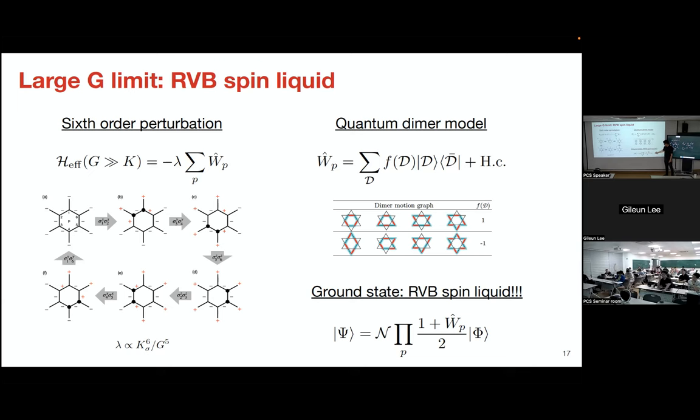So this is the ground state, and you can see this is a highly quantum entangled state, because this projection operator will generate many, many different components, and they are all mixed in this ground state. So in this sense, it's a highly quantum entangled state. Okay. Then how do we see this is an RVB state? In order to see that, we should take a dual mapping to the dual Kagome lattice.